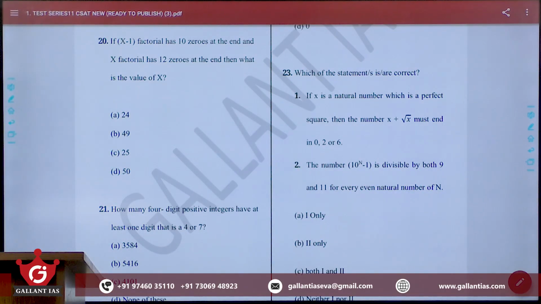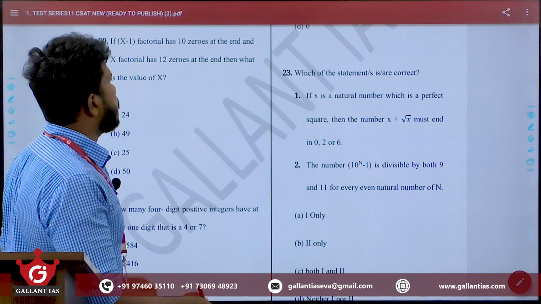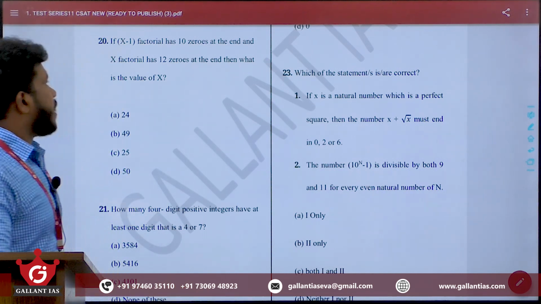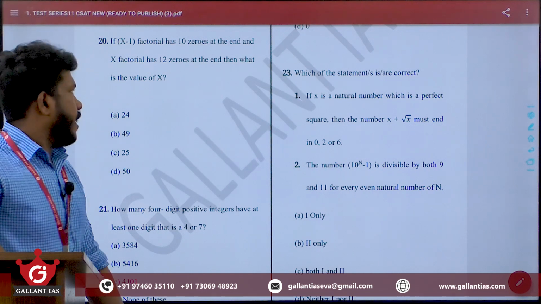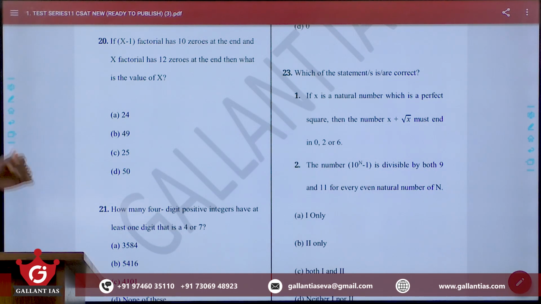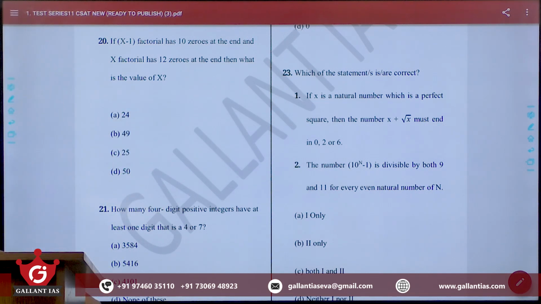Okay guys, now let us consider question number 20. If x minus 1 factorial has 10 zeros at the end and x factorial has 12 zeros at the end, what is the value of x? So the question seems to be simple.